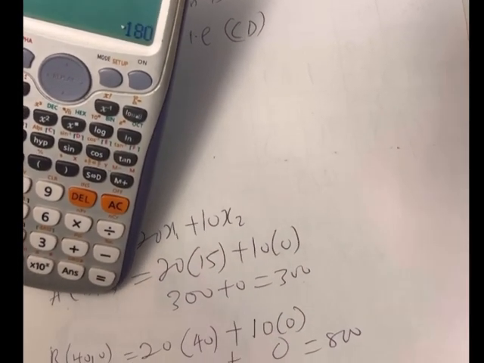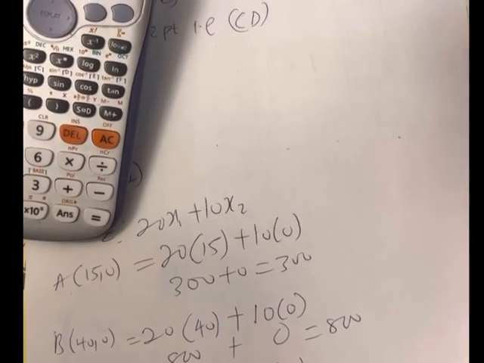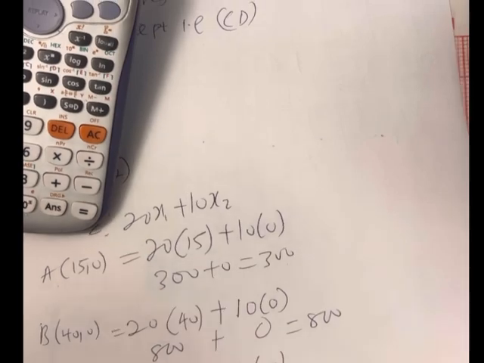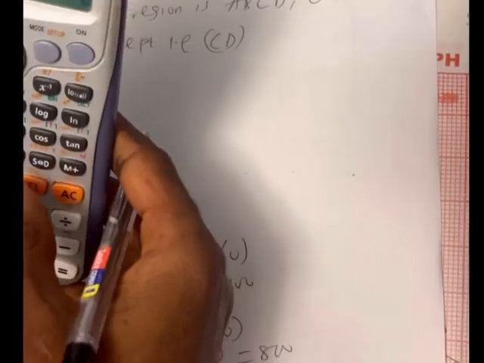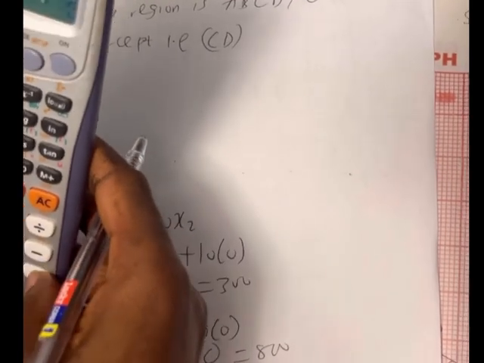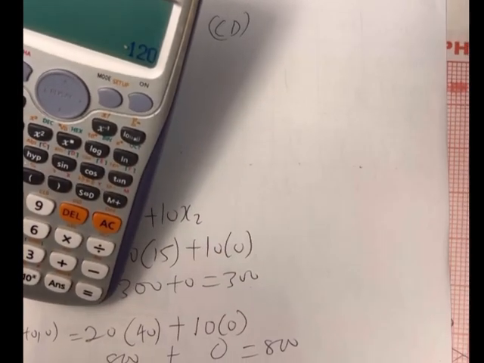So I will test for D. Our D is 6, 12. It means 20 times 6, 120. 10 times 12 is also 120. So I'm going to get 240.